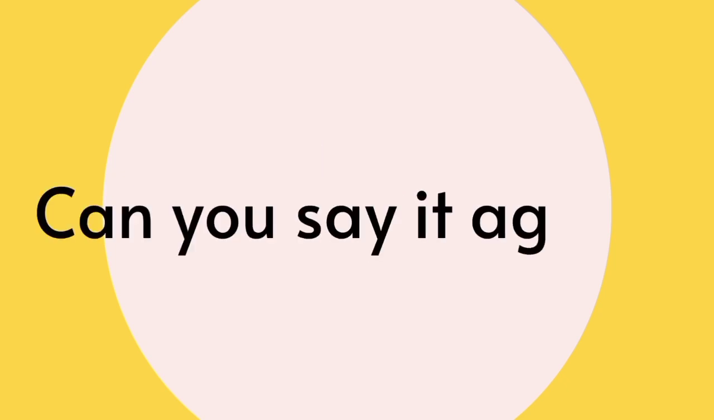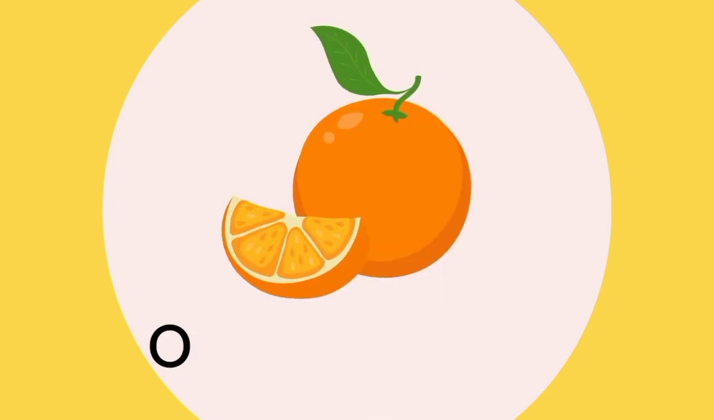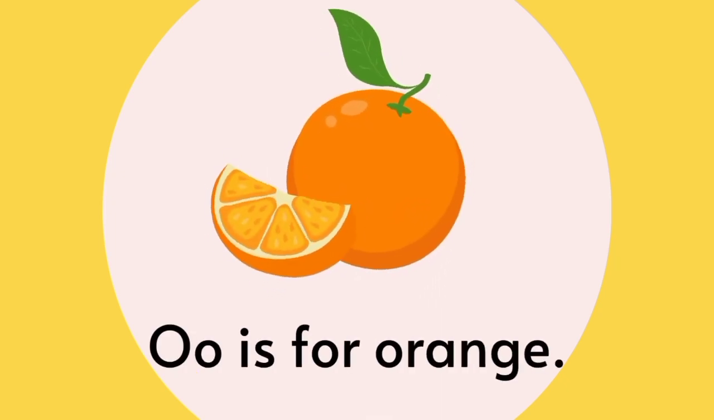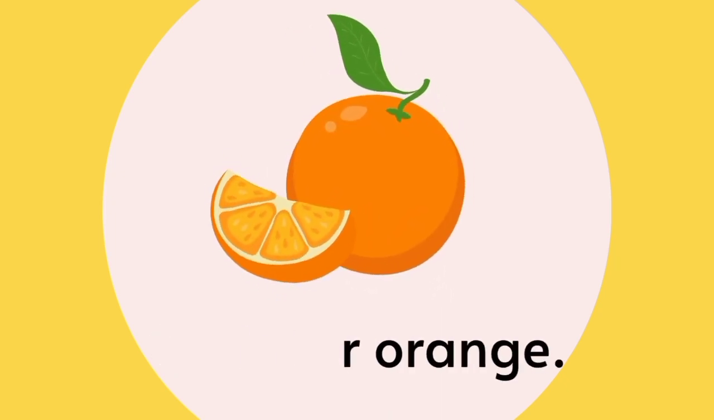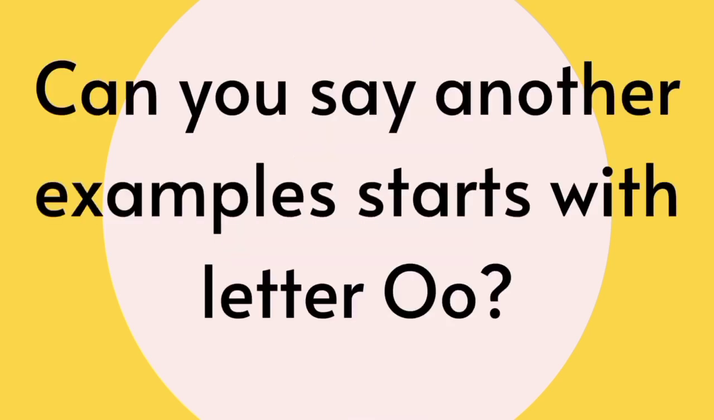This is letter O. The sound of letter O is O. Can you say it again? Very good. And O is for orange. Can you say another example that starts with letter O?